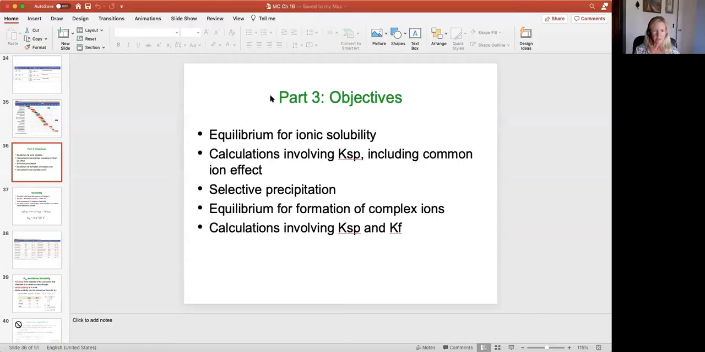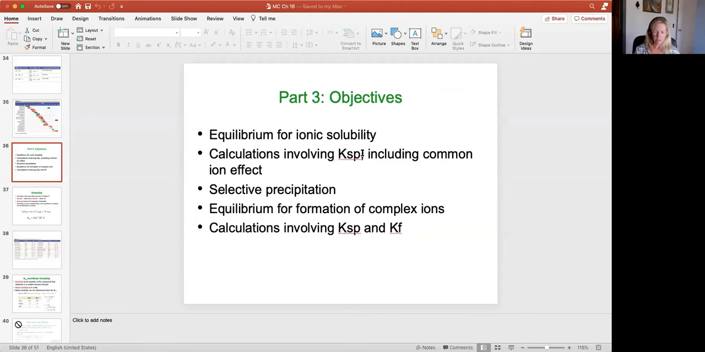Okay, so welcome to the last part of our ionic equilibrium chapter. This one we're going to move away from acid-base chemistry and look at ionic solids and also transition metals and the complexes that these transition metals can form in water as well as with other ions. So today we're going to look at equilibrium for ionic solubility.